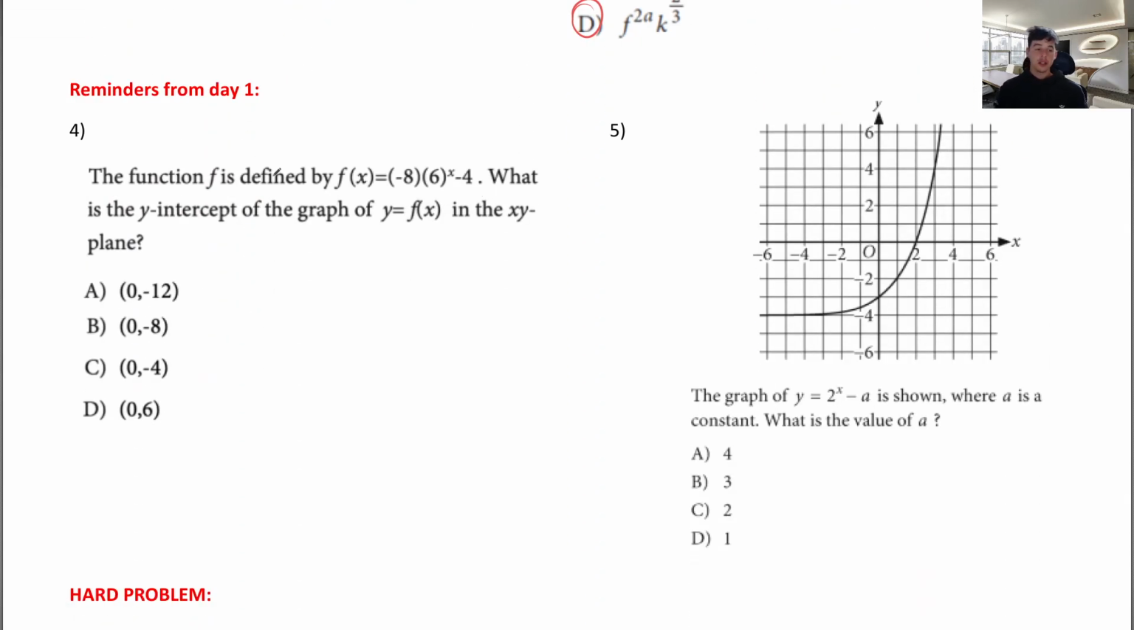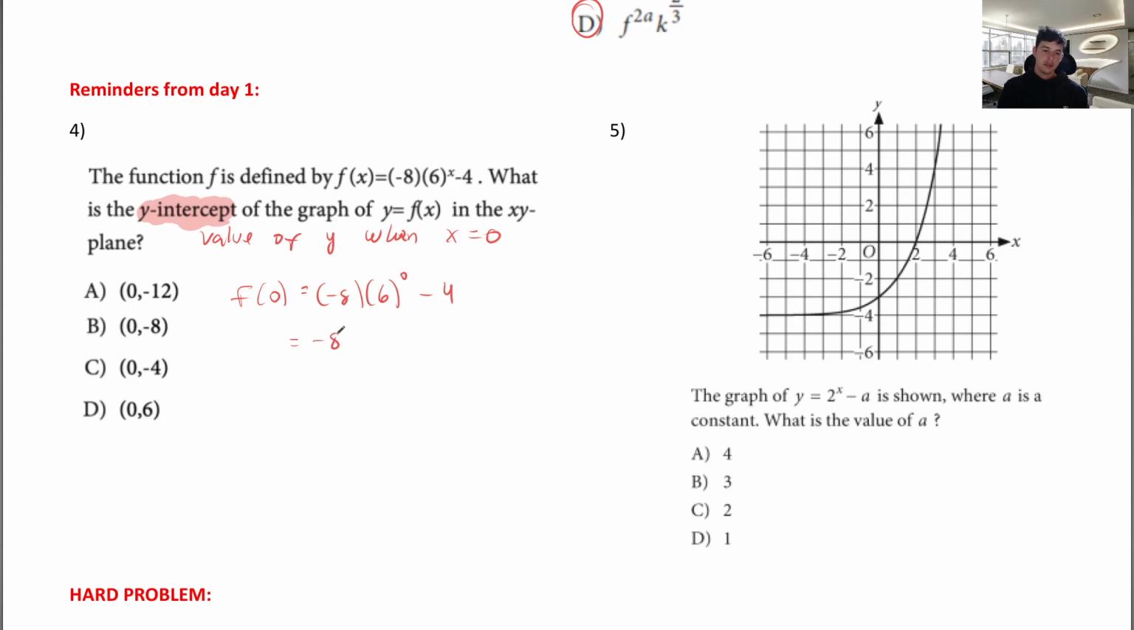Reminders from day one. Let's do some more questions. The function f is defined by f of x equals -8 times 6 to the power of x minus 4. What is the y-intercept of the graph of y equals f of x in the xy plane? So this is the keyword, y-intercept. This is the value of y when x equals 0. So we know we gotta substitute 0 into the equation to find the value of y when x equals 0. So f of 0 equals -8 times 6 to the power of 0 minus 4.